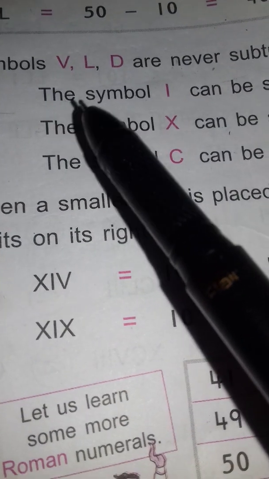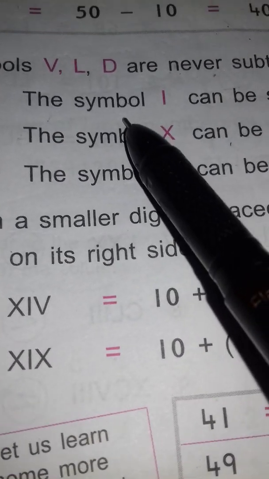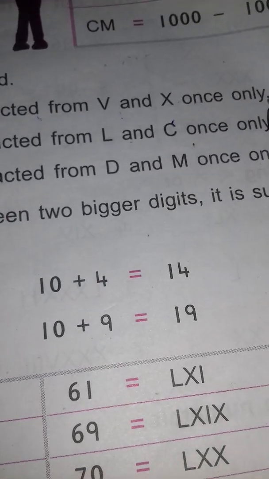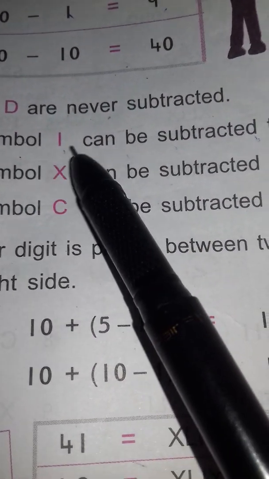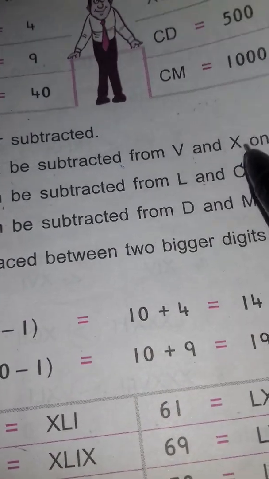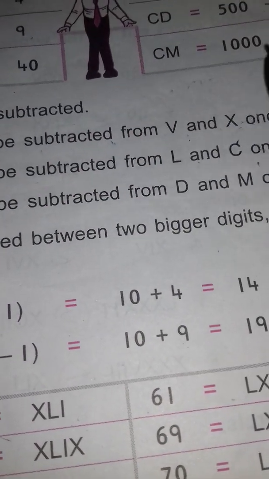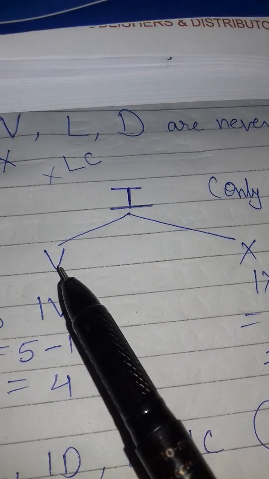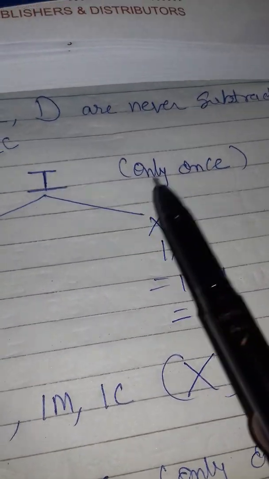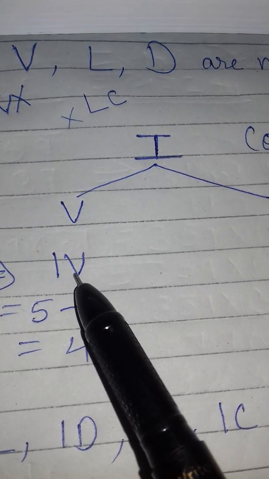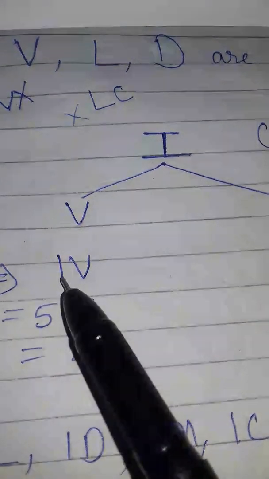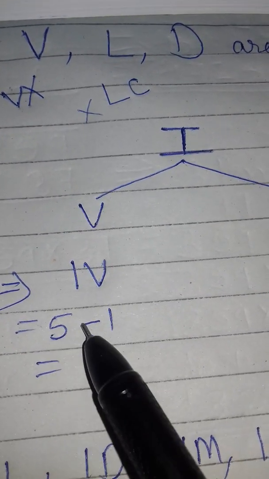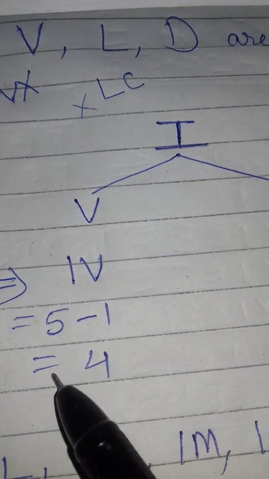Now see some more rules based on it. The symbol I can be subtracted from V and X once only. The symbol I, we are subtracting from the symbols V and X. We can subtract it from V and X only once. For example, if IV is given, the larger number is to the right side of the smaller number. So what we are doing? From the larger number we are subtracting the smaller number. So 5 minus 1 is equal to 4.